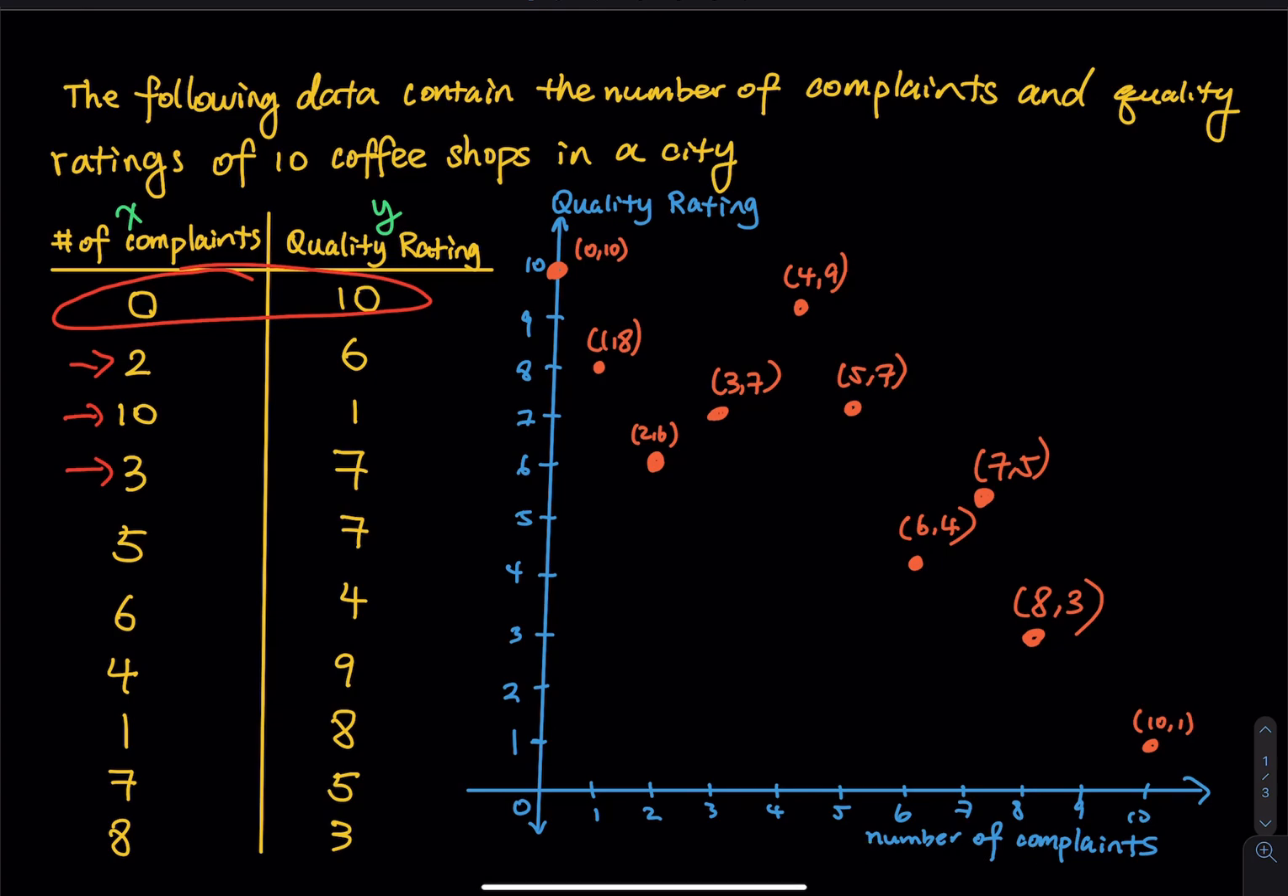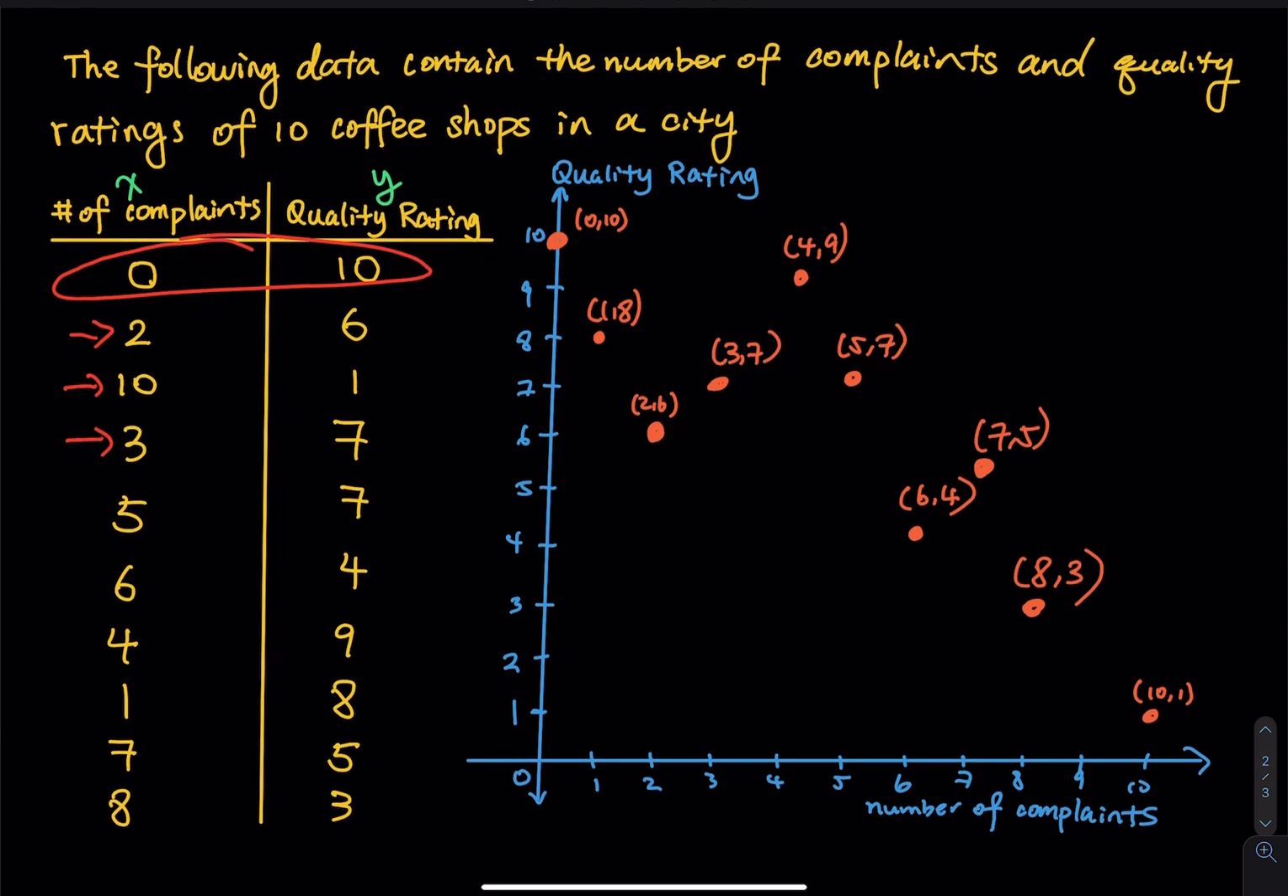Do you see that I label both axes when you do data? So let's say you are doing statistics in real life. When you show people the graph of data, you cannot just use x and y, because if you use x and y, they don't know what x means. So instead of using x, give it a name. So number of complaints, when I see these 3 words, I know what it is. When I see quality rating, I know what it is. But if you say y, I don't know what y is.